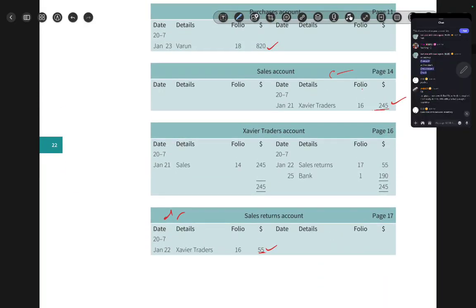So if we look at his account, we have a summary of everything that happened relating to him instead of it being scattered everywhere. We have sales of 245, and he returned goods, and then he paid for the amount remaining. So right now his account is closed. His account is balanced, 245, 245. There will be no balance brought down or balance carried down, because there's no point.